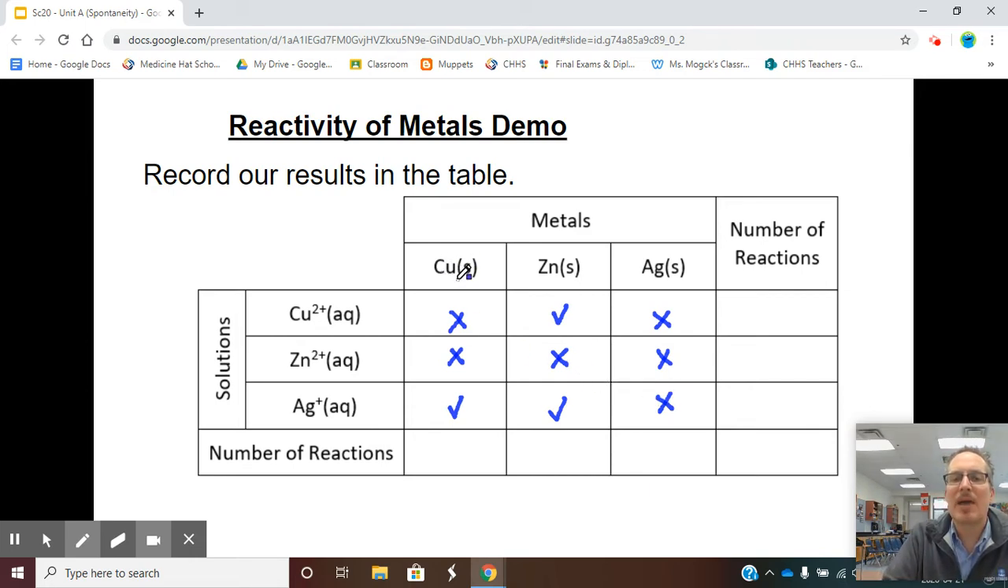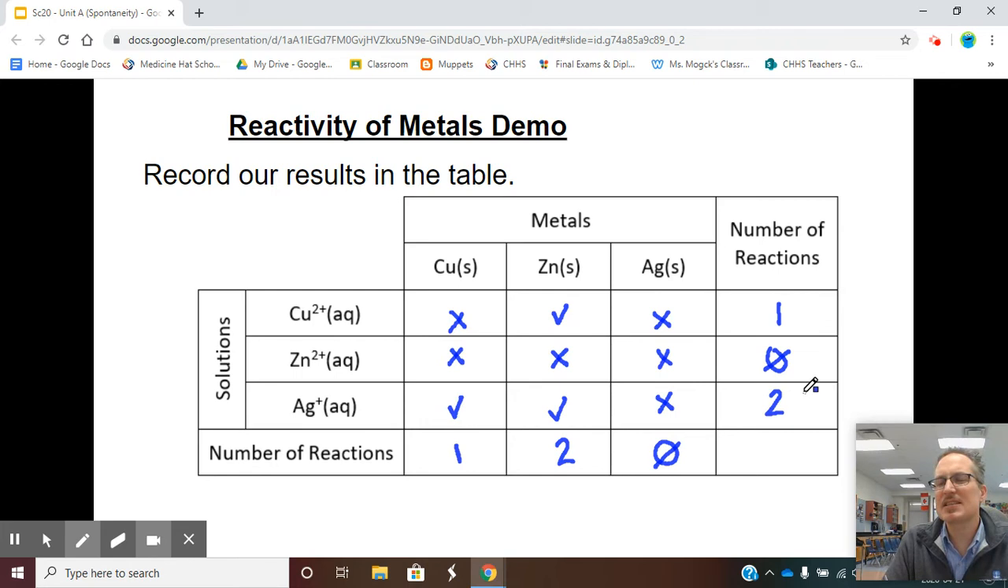So for copper metal, we saw one reaction, one check mark. In zinc metal, we saw two reactions. And my expensive silver had absolutely zero reactions. It was really boring. Now let's also look at the solution. So my copper solution, the blue solution, had one reaction. The zinc solution had absolutely zero reactions, and my silver solution had two reactions.